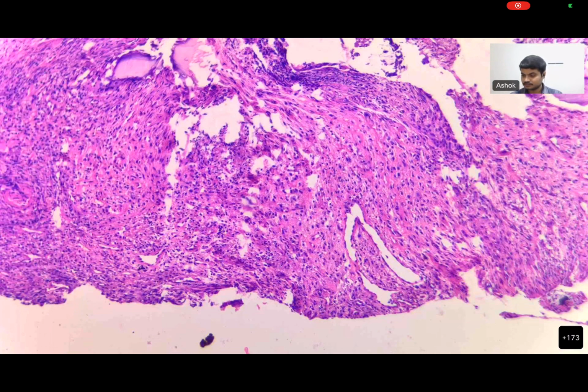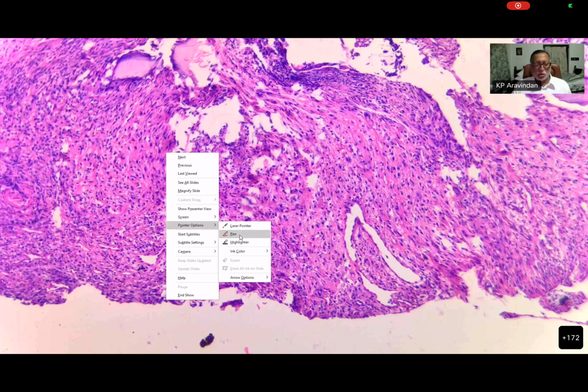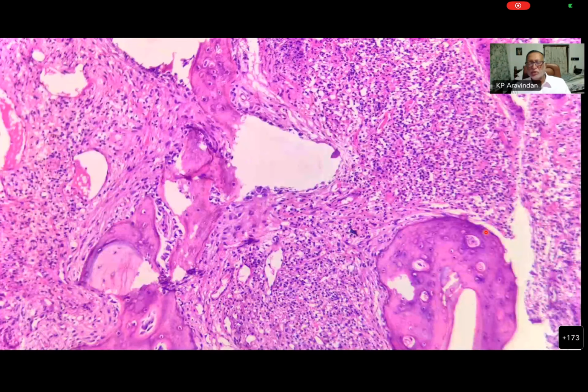What is the predominant finding here in this slide? Inflammatory cells, yes. And fibrosis. Fibrotic tissue like here, okay? So, inflammation and fibrosis. So, let's see what is the predominant type of inflammatory cells.